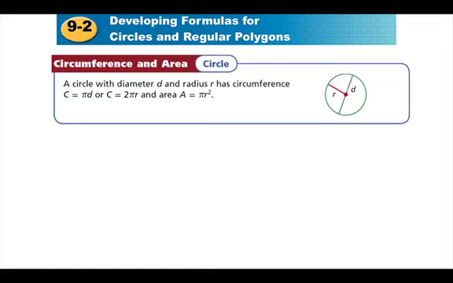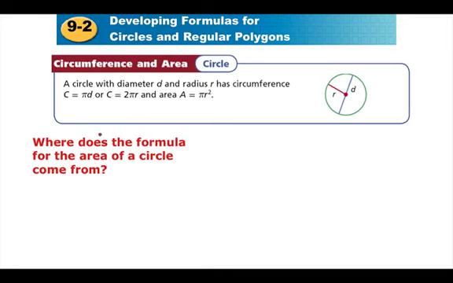Formulas actually. The circle with diameter D and radius R has a circumference that you see here. Either pi times D, or circumference is equal to 2 pi R. And then the area is pi R squared. And again, these are formulas you have seen.